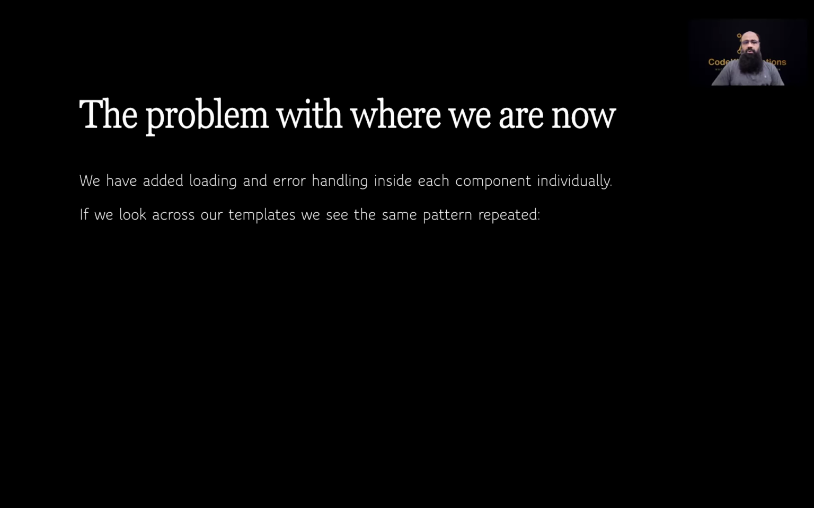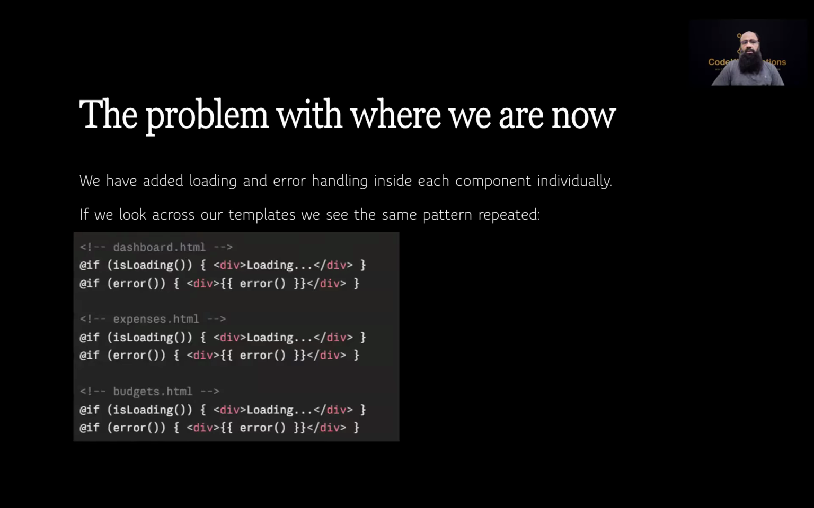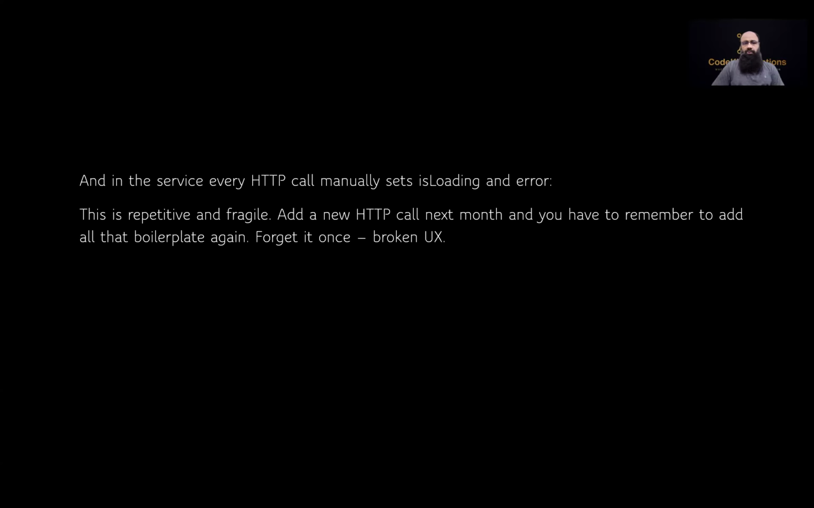But if we look across all our templates, the same pattern has been repeated everywhere. In the dashboard, the expenses, and the budget, this if statement for is loading or error has been used. And in the service, every HTTP call was manually setting isLoading and error. That was fragile, in a sense. If we later add any HTTP call and forget to add this boilerplate code again, it would be a broken user experience.